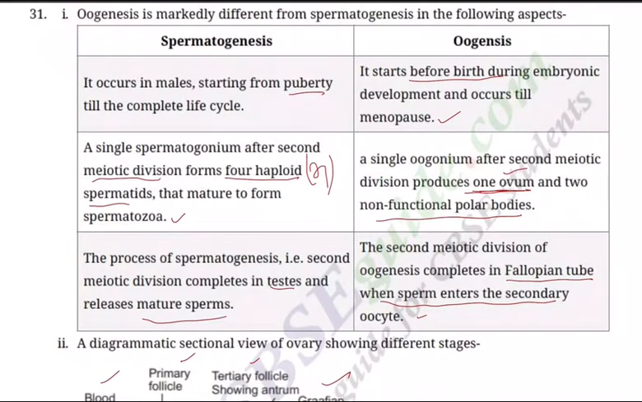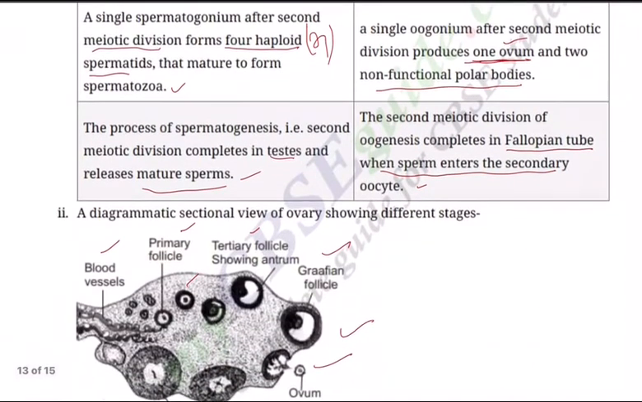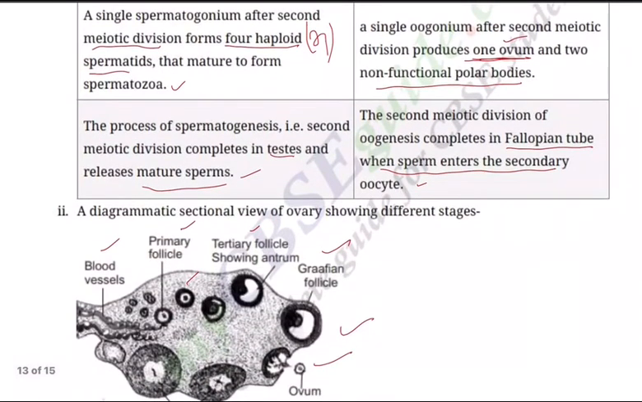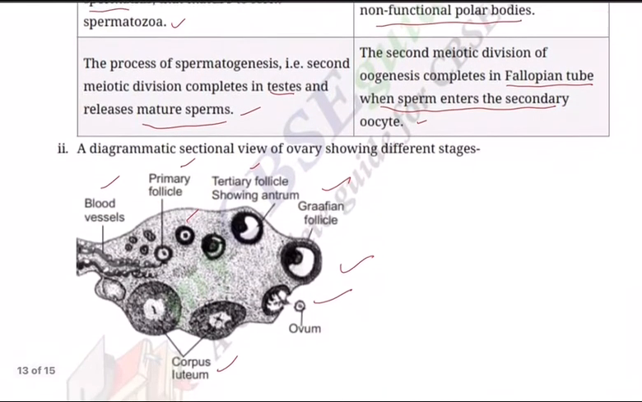And then a single oogonium after meiotic 1, meiotic 2, produces only 1 functional ovum and 2 non-functional polar bodies which will be disappearing. Third point, the process of spermatogenesis, that is second meiotic division, completes in testes and releases mature sperms, spermiation. The second meiotic division of oogenesis completes in the fallopian tube when the sperm enters the secondary oocyte.